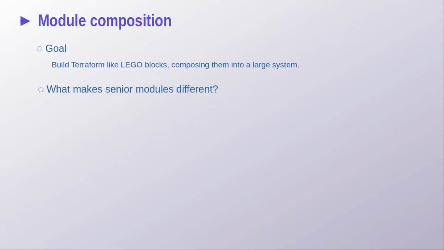Module composition. Goal: senior engineers build Terraform like Lego blocks. Small pieces, clear purpose, easy to connect. Junior modules and senior modules. Junior modules try to solve everything, with too many variables, hard to understand. Senior modules do one thing well. Opinionated, easy to read. You can understand this.